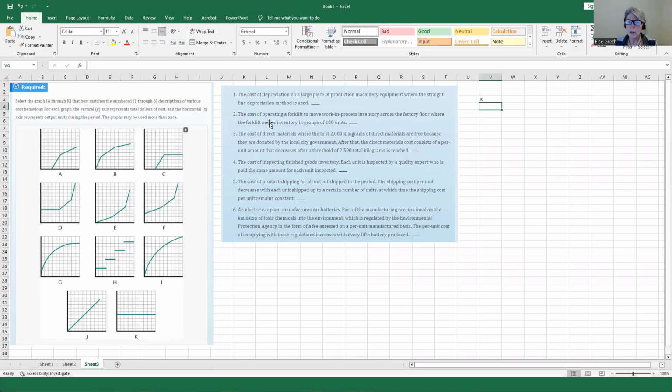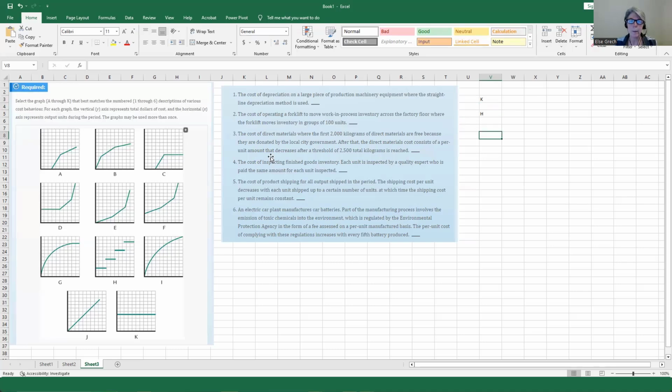Okay, 2, the cost of operating a forklift to move work in progress inventory across the factory floor where the forklift moves inventory in groups of 100 units. So we move 100 units, then we move another 100 units, then we move another 100 units. The graph that best represents this is H, because from here to the 100 point, it's going to cost us exactly the same. And then when we jump to another 200, so now we've got 100 and we're moving it once and then we're moving again. And then we're moving once and again and again. So this absolutely is H.